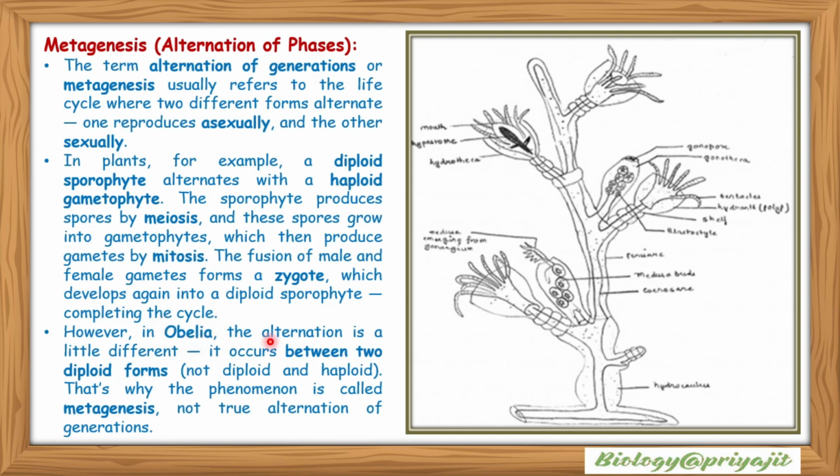However, in Obelia, the alternation is a little different. It occurs between two diploid forms, not diploid and haploid. That's why the phenomenon is called metagenesis and is not true alternation of generations. This is the diagram showing the blastostyle stage or the polyp stage of the Obelia.